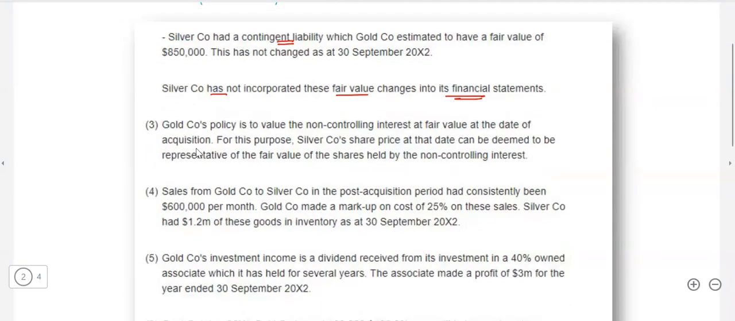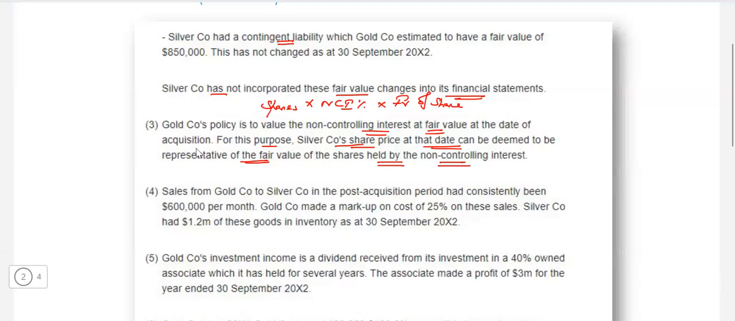Gold company policy is to measure the non-controlling interest at fair value. I told you in the exam, they are going to tell you whether it is the proportionate method or the fair value method. So it's a fair value method. For this purpose, silver company share price at that date can be deemed to be representative of the fair value of the shares to be held by the non-controlling interest. And I told you, you take the shares, multiply by the NCI percentage, multiply by the fair value of the share of the NCI. So here they say you can use the subsidiary share value as the NCI share value, which is already given.